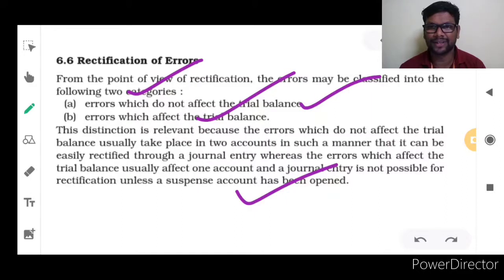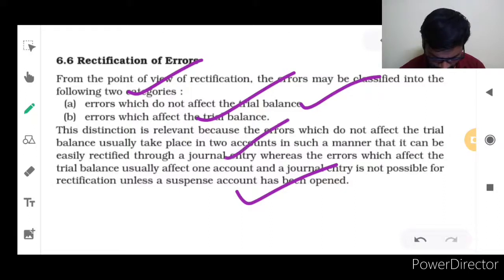Some errors do not affect trial balance. If you take errors of complete omission, that will not affect trial balance. These kinds of errors will be rectified with the help of a journal entry only. So with the help of a journal entry, we can easily rectify these kinds of errors, complete omission especially, because we journalized, but we failed to post into the ledger. After posting into the ledger only, we will identify the balances, whether debit or credit balances, that will be entered in the trial balance, isn't it? But we didn't do that.